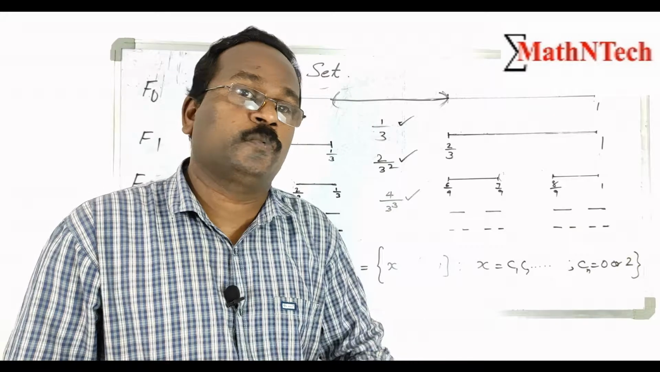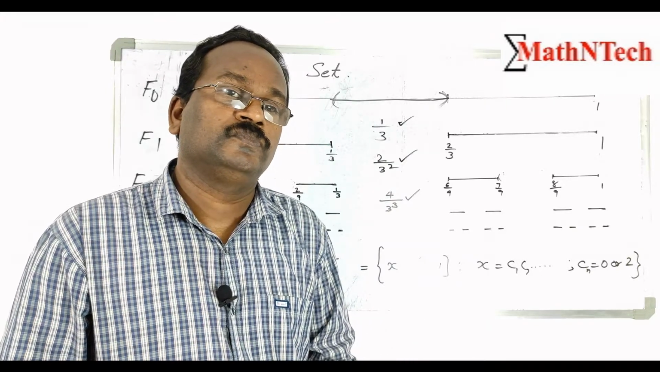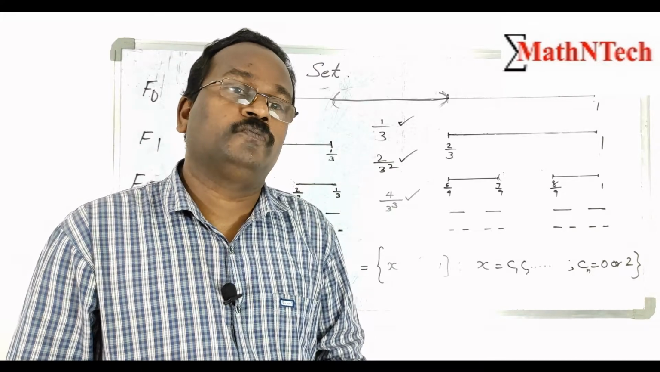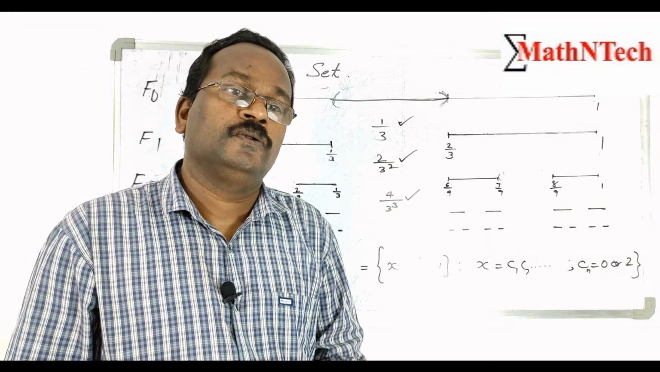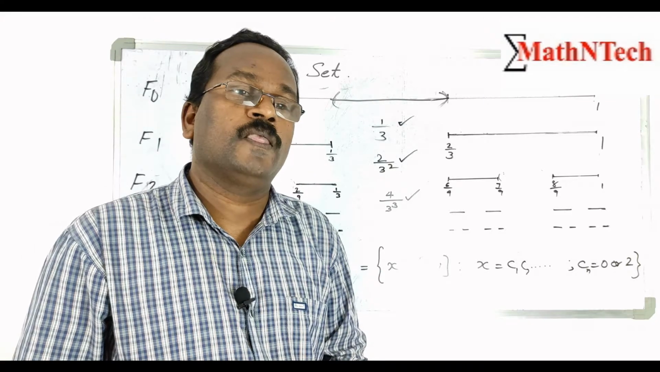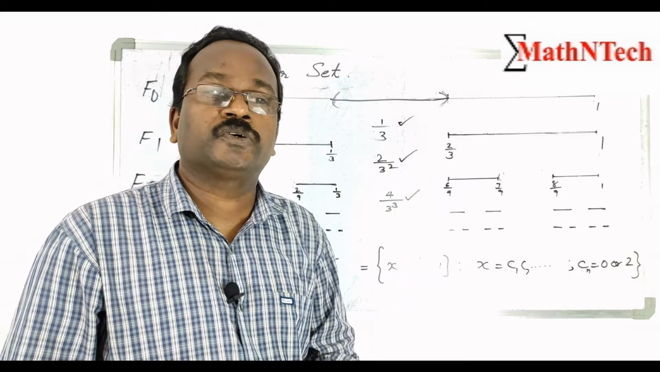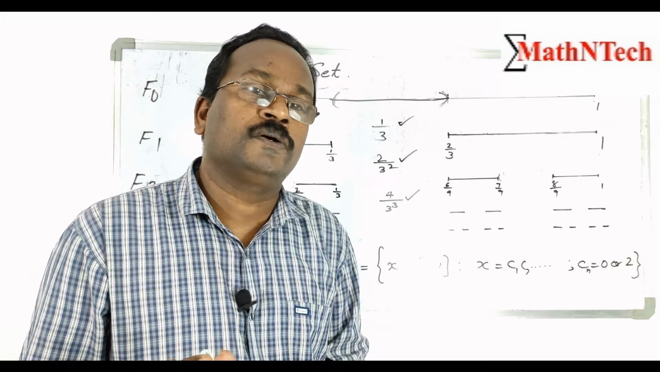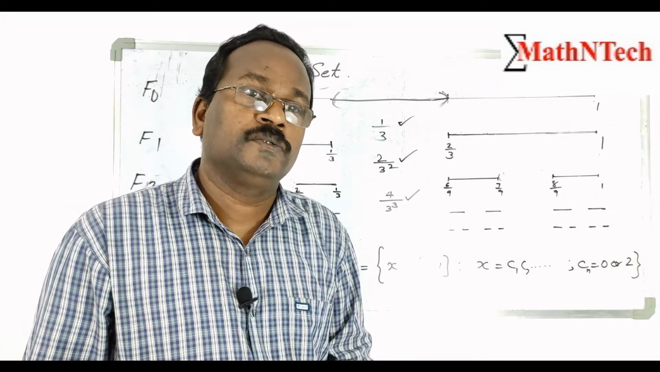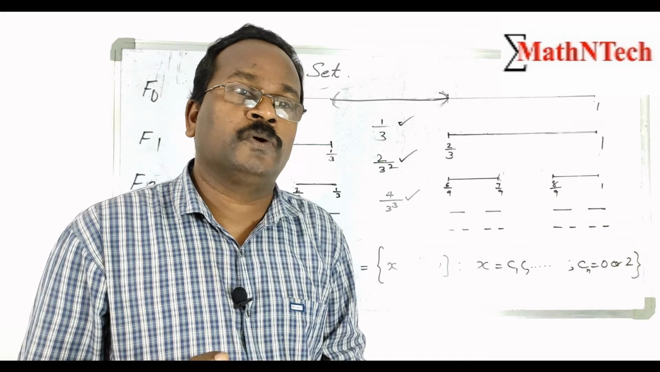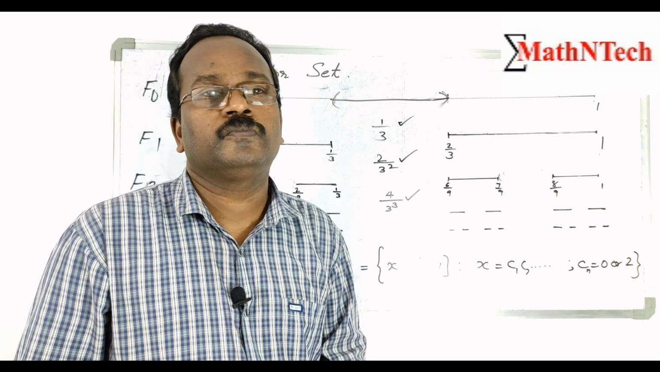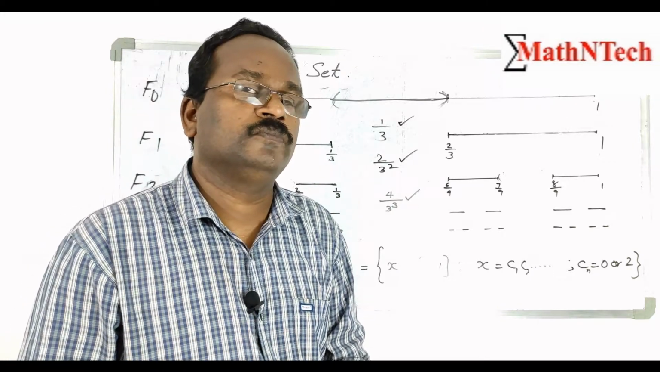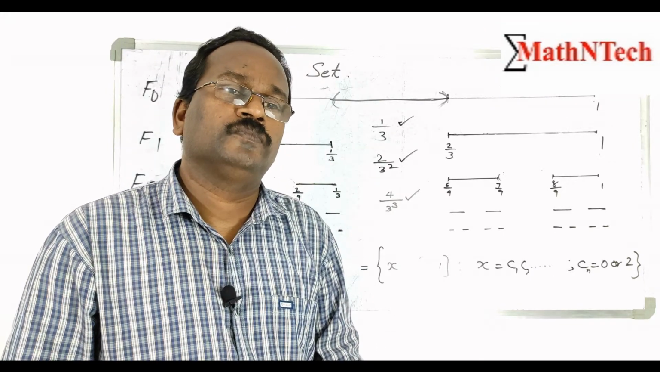So those are the topological properties. Now measure theory: Cantor set has measure 0. Why? Given interval has measure 0. Removed intervals also have measure 0. Given interval length 1, removed intervals length 1. So the length, or measure, of the Cantor set is 0. That is, it is negligible. We use the word negligible.